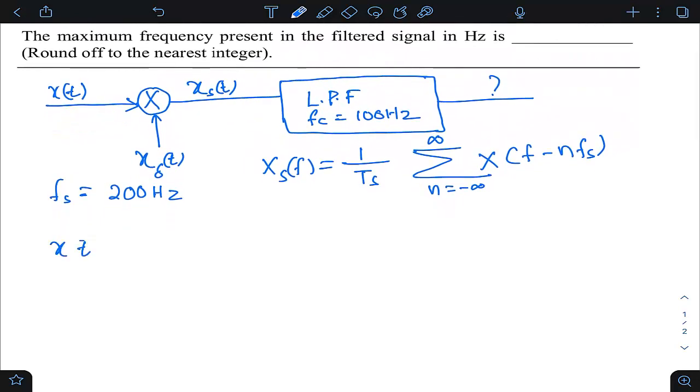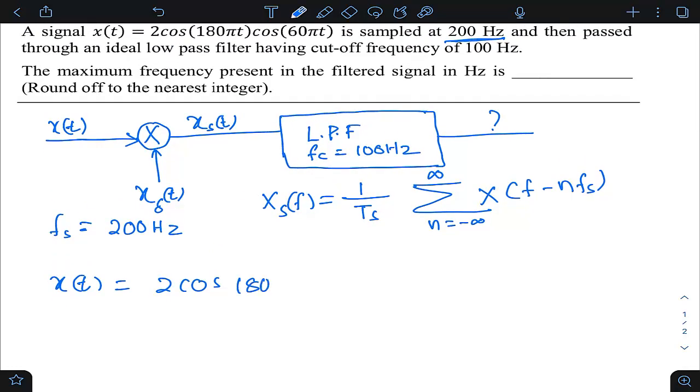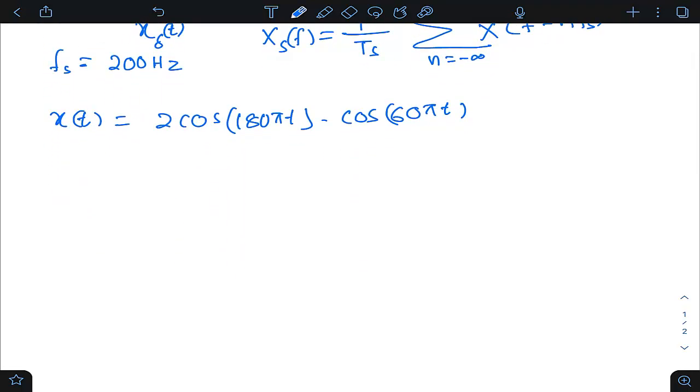The x(t) signal, if you see students, is given as 2 cos(180 pi t) multiplied by cos(60 pi t). This is like the cos A into cos B model. This can be written as, the 2 is outside, this is cos A into cos B, so this is half into cos(A plus B), 180 pi t plus 60 pi t is 240 pi t, plus cos(A minus B), 180 pi t minus 60 pi t, which is basically 120 pi t. So these two cancel out.